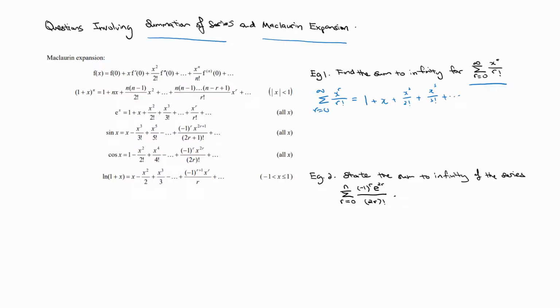If you're just looking at this, and it happens to be paired with other questions in the topic of summation and series, you may be wondering, how do I actually figure out the sum to infinity for this? Because you don't have any formulas for that. But what you need to realize is that this is none other than the series that we have over here. So that is the Maclaurin expansion.